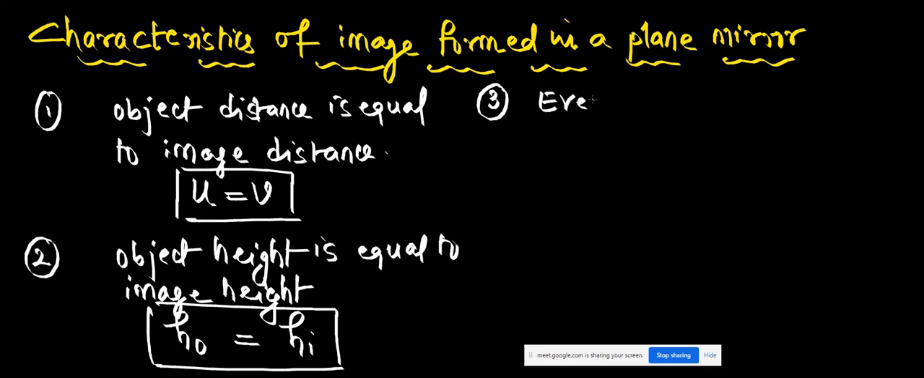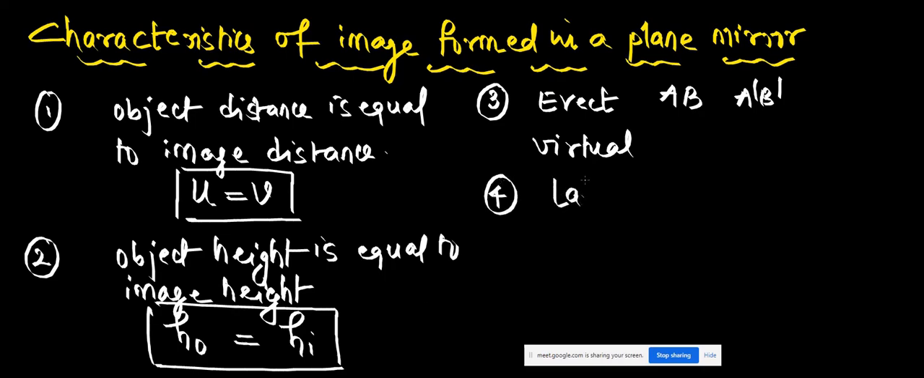Image is erect. That means if you take object AB, the image will be A dash B dash. So erect. And what else? It will be the same height and at the same distance. And it will be a virtual image, because it is obtained by extending the reflected rays backward. Next important point, the image will be laterally inverted.